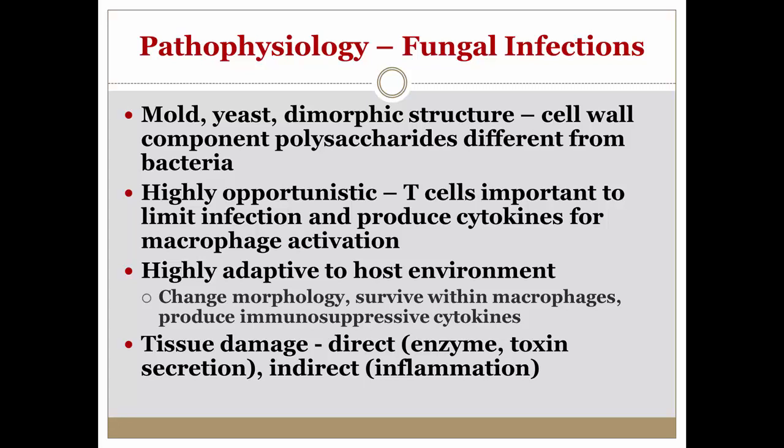One of the most important things when we think about a fungus infection is that fungus infections are incredibly opportunistic because, again, this is part of our microbiome. T cells are very important in order to limit the infection of a fungus and produce cytokines for macrophage activation, because remember those T helper cells. So if we suppress T cell function, we increase the risk of developing an opportunistic fungus infection.